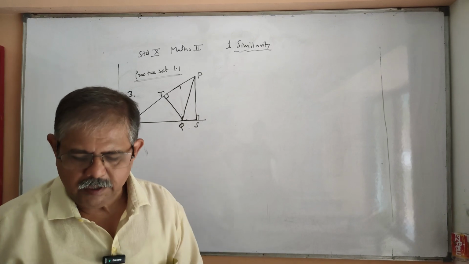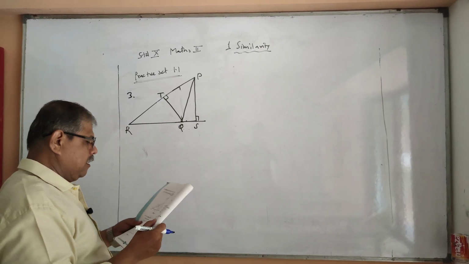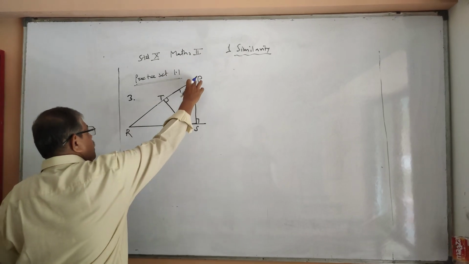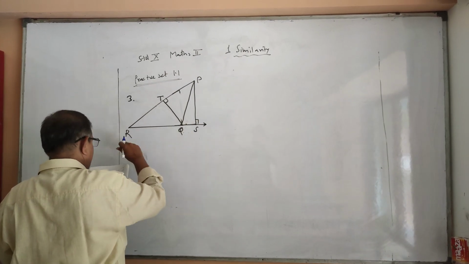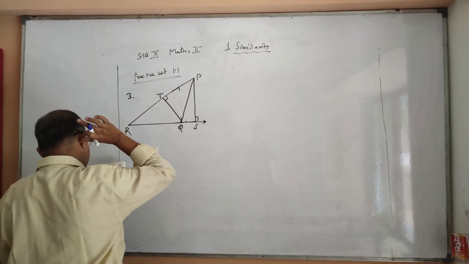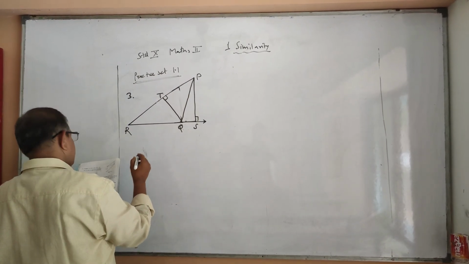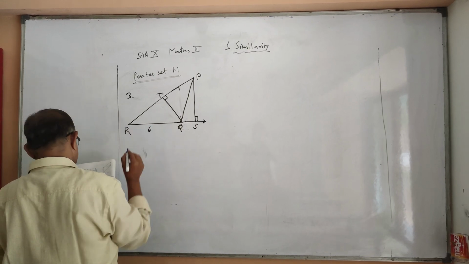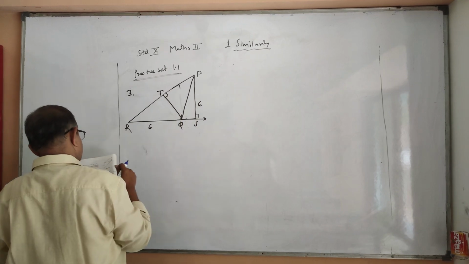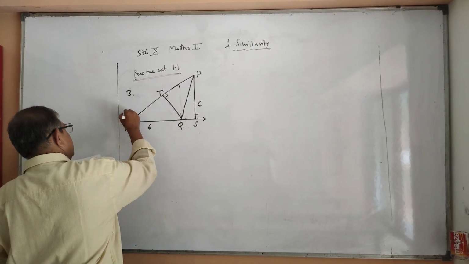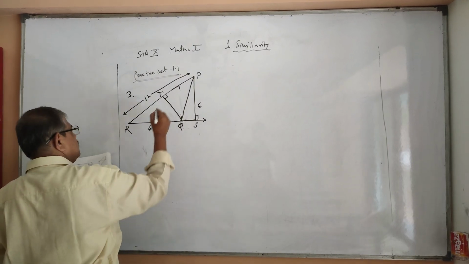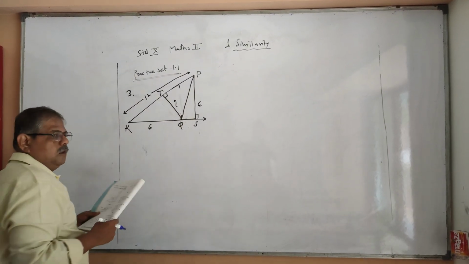Now see question number 3. Here they have given triangle PQR. In triangle PQR, PS is perpendicular to RQ and QT is perpendicular to PR. The length of RQ is given as 6, while PS is given as 6. PR is given as 12. And you have to find out QT.